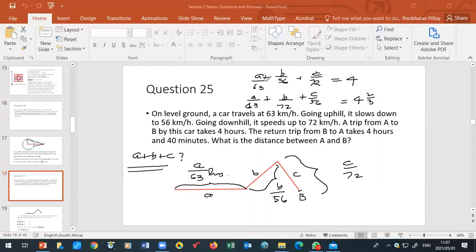But to get A plus B plus C, I got the different denominators here. I got 63, 56, and 72. Why not add these two and see what happens? And then I'll get my A plus B plus C. You'll get 2A over 63, that plus that. Here, B is a common factor.